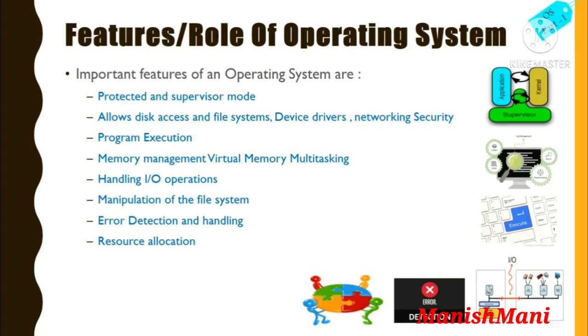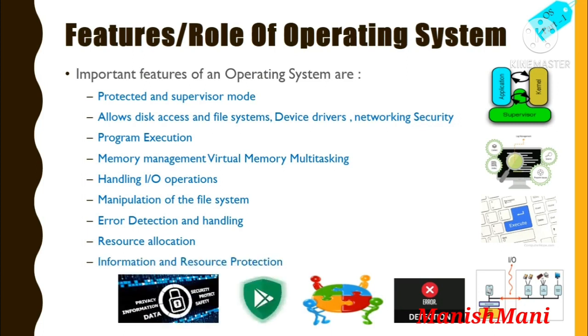And next is information and resource protection. That is the important role of the operating system. Operating system provides security features like authorization and authentication. Authorization means the operating system allows the user to enter his or her username, and authentication means the operating system asks the user to enter both the username as well as the password. So understand what authorization and authentication mean.